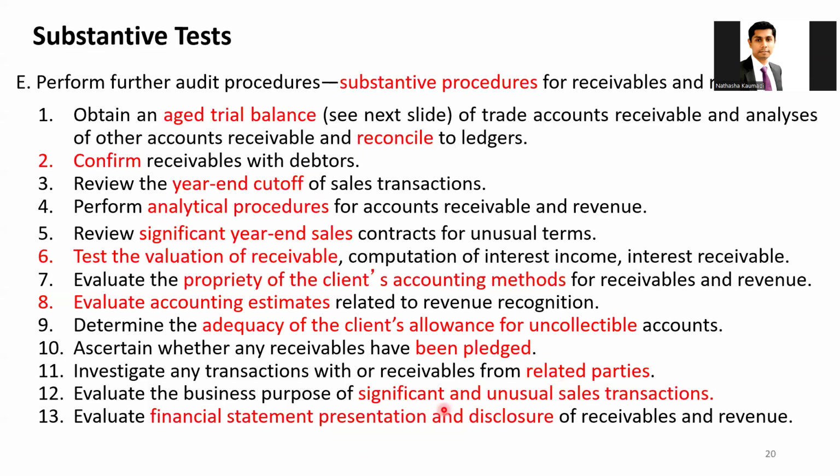Evaluate the business purpose of significant and unusual sales transactions. If there are some unusual sales transactions, let's say towards the end of the year, there's a very high value sales transaction, you need to go and check the agreement, what has happened, what the conditions are and all when it comes to those things. And then evaluate financial statement presentation and disclosure of receivables and revenue. That is basically, when it comes to the financial statements, you go and check the presentation and disclosure. So those are the substantive procedures.